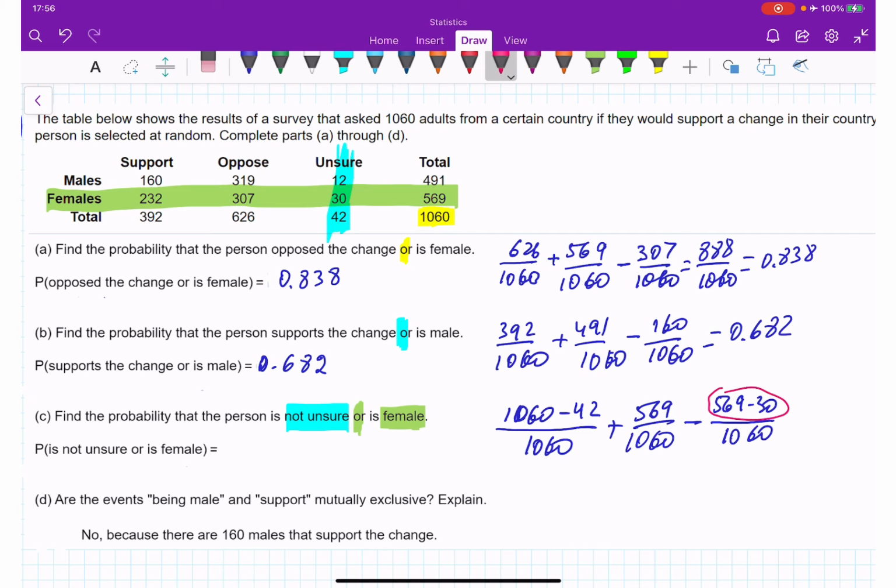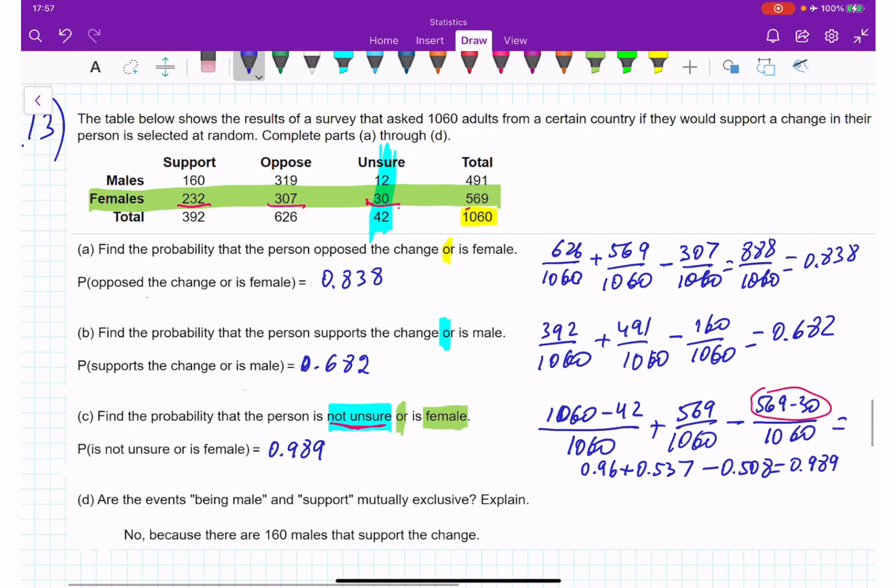Okay. I was double checking 569 minus 30. In previous cases, we just would subtract 30, right? But here we do 569 minus 30. Why? Because it says not unsure. So female that is not unsure, we need to take 569 minus this 30. Or you can do 232 plus 307 and over 1060. Doesn't matter either way. Okay, and that is going to be equal practically to 0.96 plus 0.537 minus 0.508 equals 0.989. So here is 0.989.